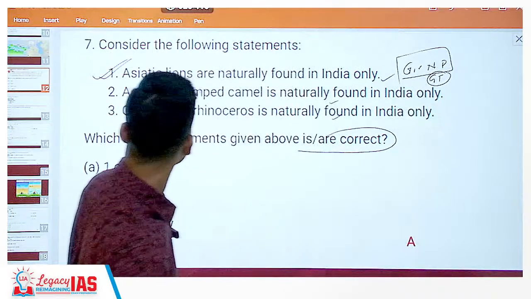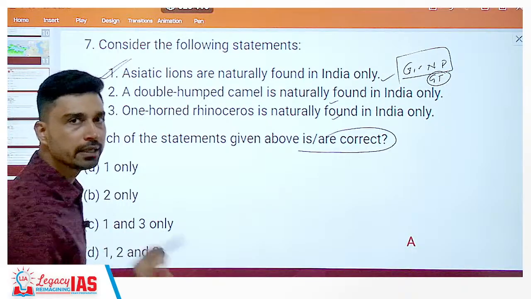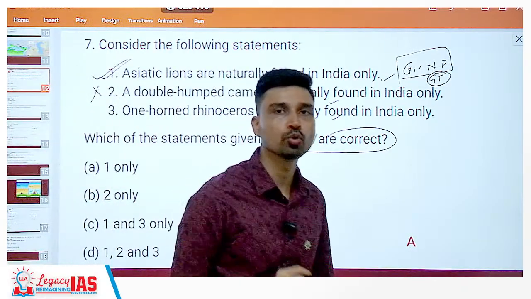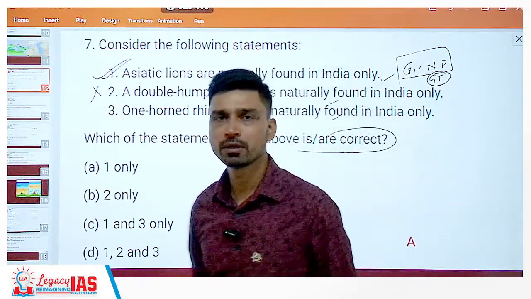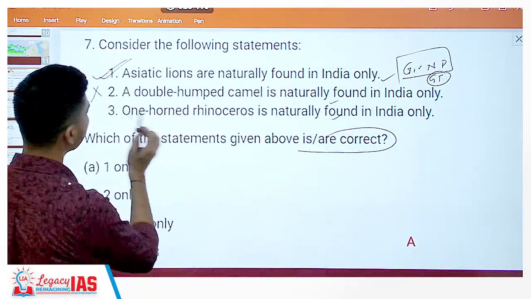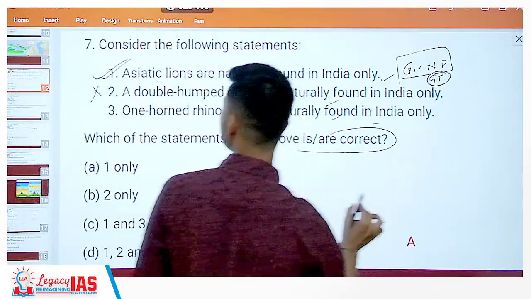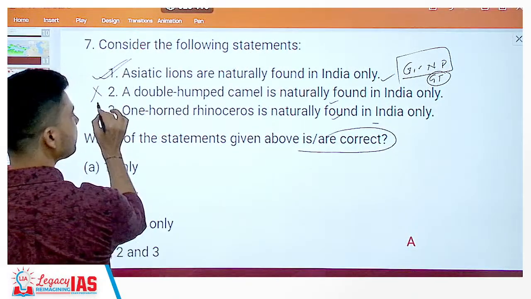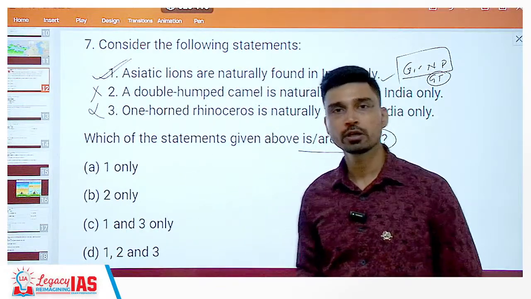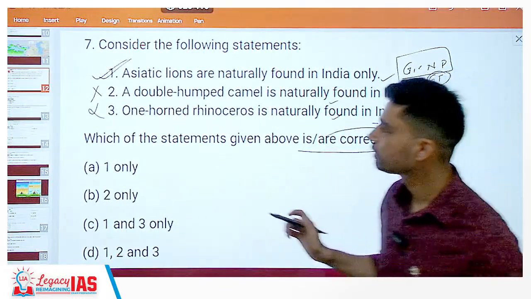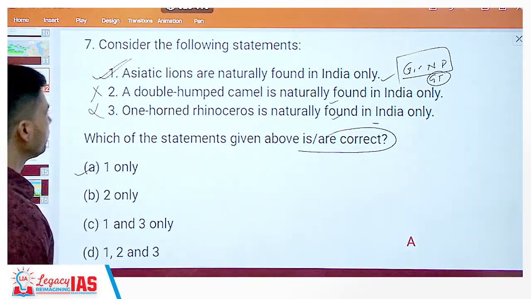So, this is correct. A double-humped camel is naturally found in India only. This is an incorrect statement. Double-humped camels are found in other countries also, such as Central Asian countries, such as Mongolia. Third, one-horned rhinoceros is naturally found in India only. This is again an incorrect statement. The one-horned rhinoceros is also found in other Asian countries, as well as in Africa. So, which of the statements given above are correct? The correct option is A, that is one only.